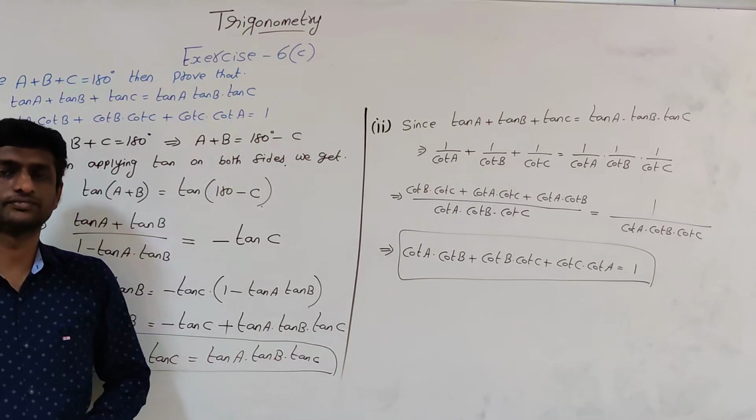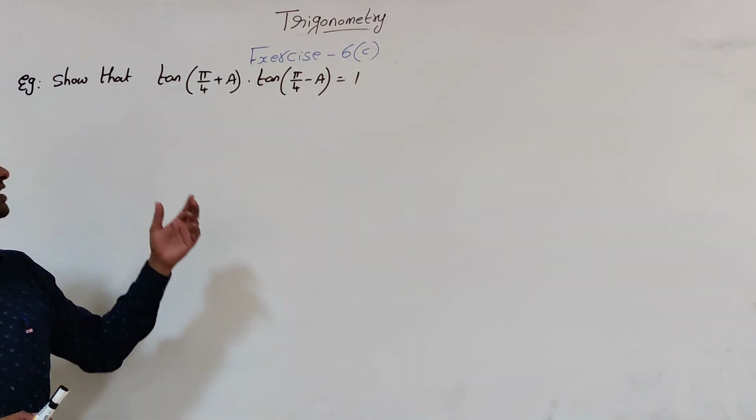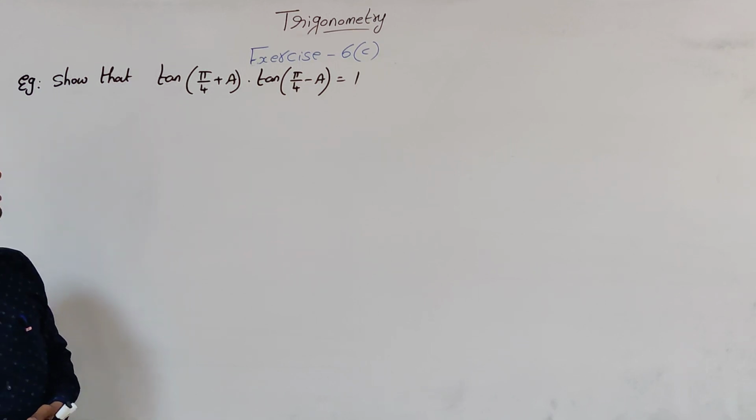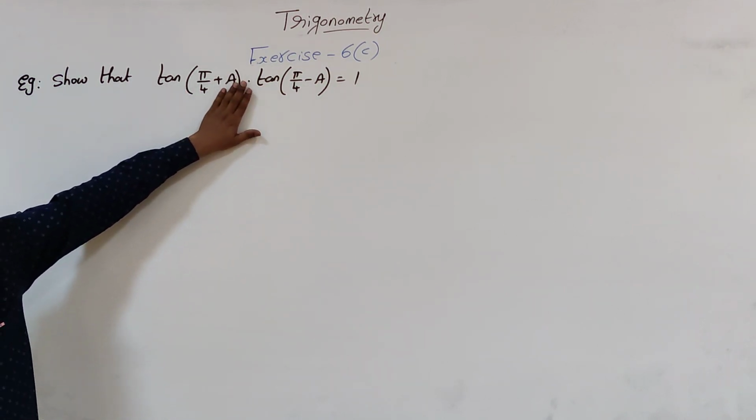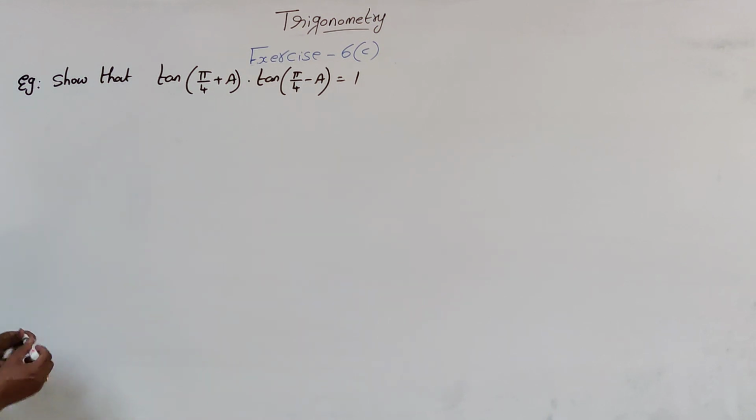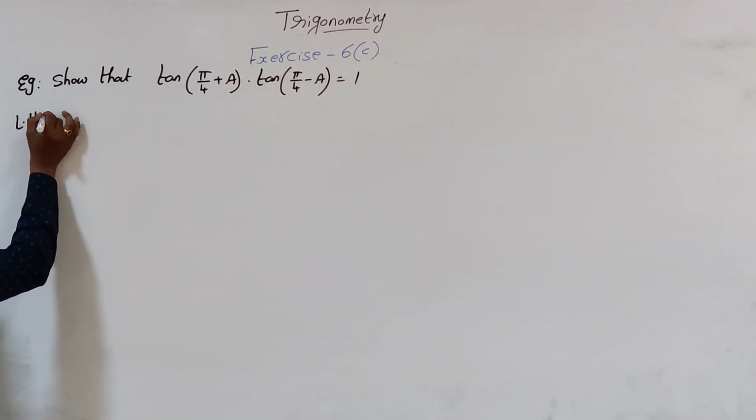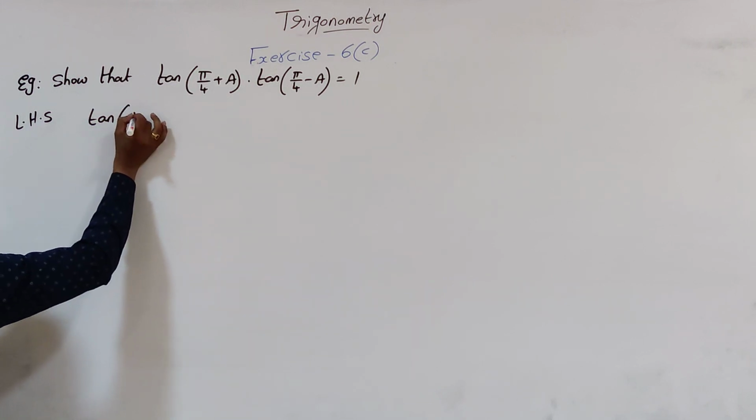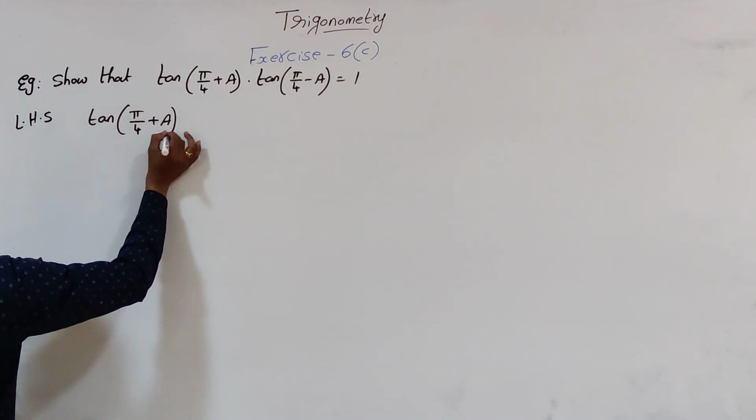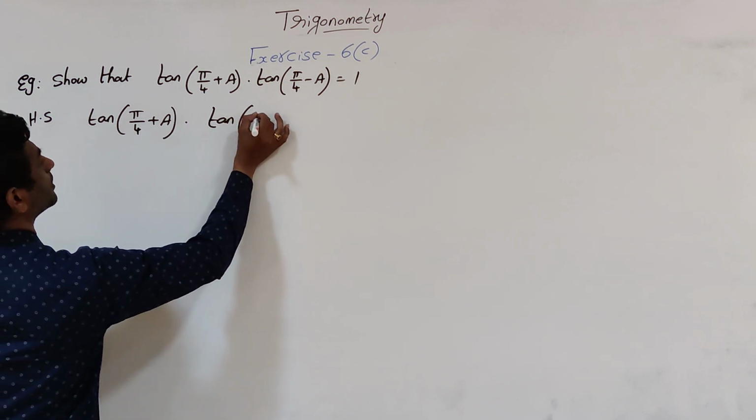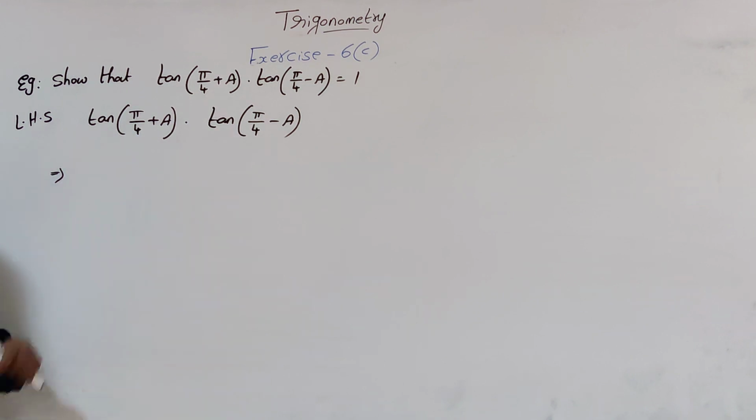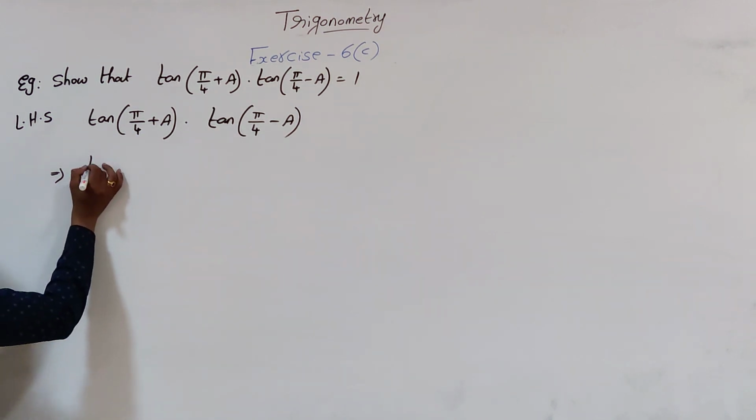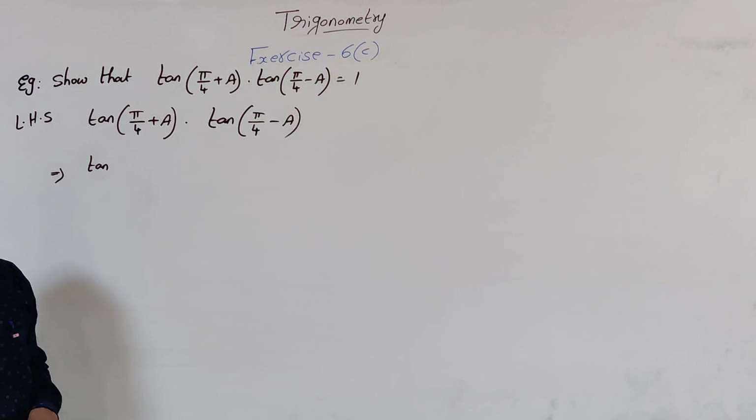Next question. The next problem is, show that tan of pi by 4 plus a into tan of pi by 4 minus a is 1. It is in what form? Tan of a plus b. Means, take the LHS. Tan of pi by 4 plus a into tan of pi by 4 minus a. If we expand, it is in the form of tan of a plus b. What is tan of a plus b? Tan a plus tan b by 1 minus tan a into tan b.